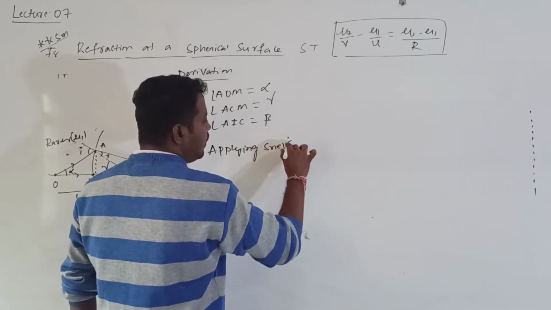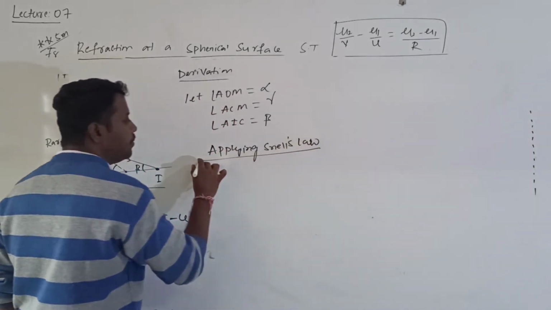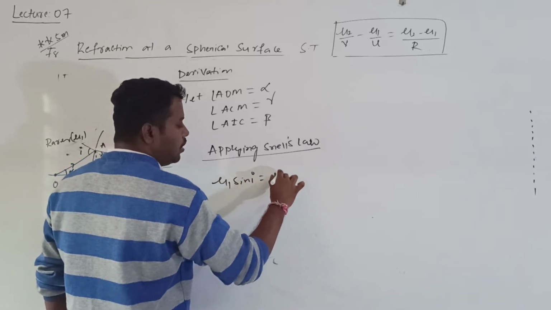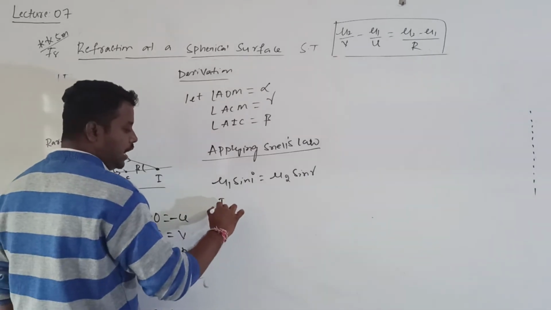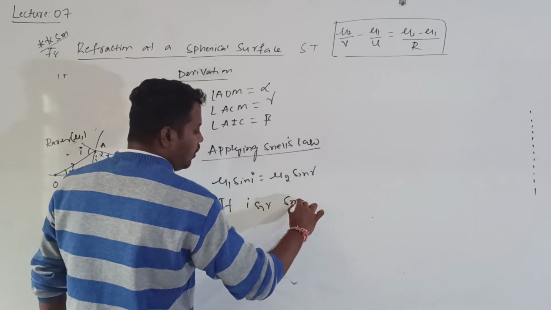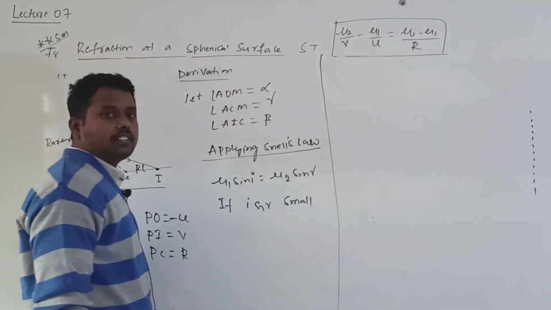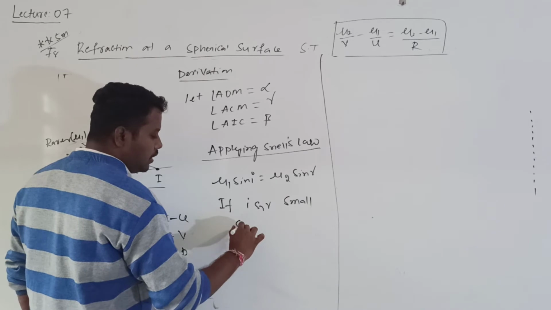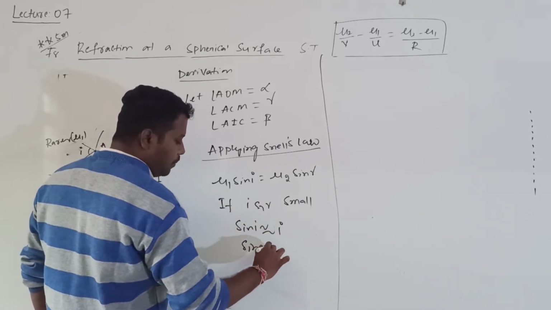Snell's law. Light traveling from optically rarer medium to denser medium. Then what can I write? Mu 1 into sin I is equal to mu 2 into sin R. But here the condition is if I and R are small. Already we made the assumption that the angle of incidence and angle of refraction values are very small. If I and R are very small, sin I value will become I and sin R value will become R.